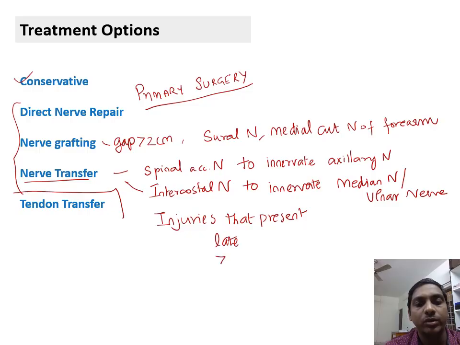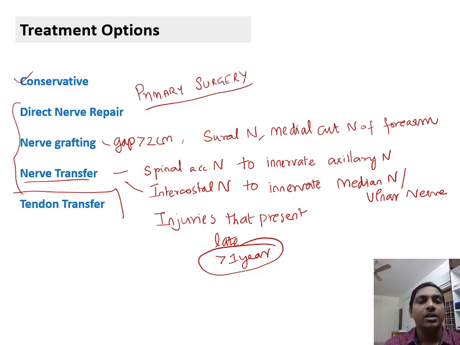That means more than 1 year. After 1 year, there is less chance for recovery with nerve transfer or nerve grafting. So we have to do a tendon transfer, wherein you take a tendon and transfer it to the paralyzed muscle. In that way you can achieve the function you needed. We will discuss this tendon transfer later. Basically, tendon transfer is a tricky thing.